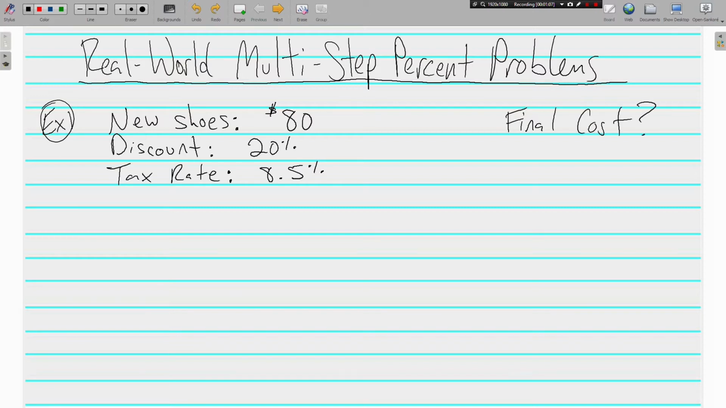Again, it doesn't matter to me if you want to use proportions or equations, as long as you show your work and you get to the right answer. I'll probably use a variety of things in this video. I'm going to start by using the percent equation to figure out the final cost of these new shoes. We have a 20% discount, so let's do that first.